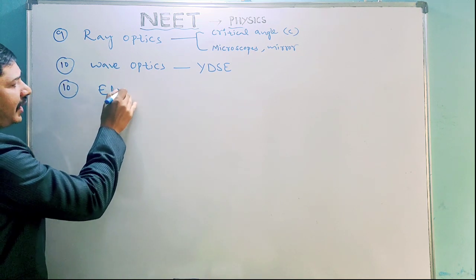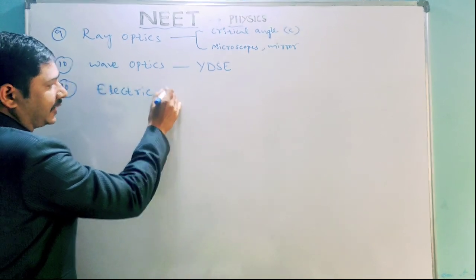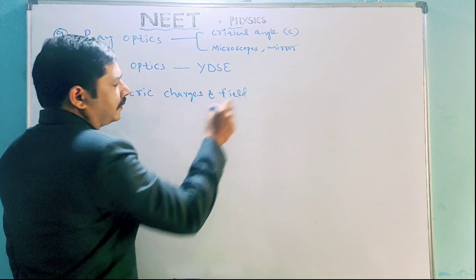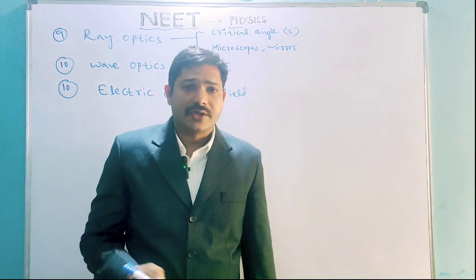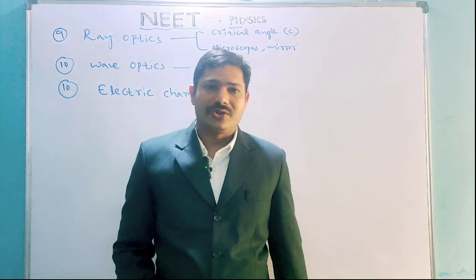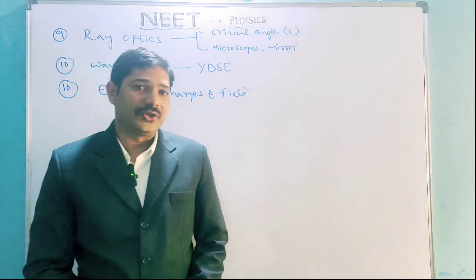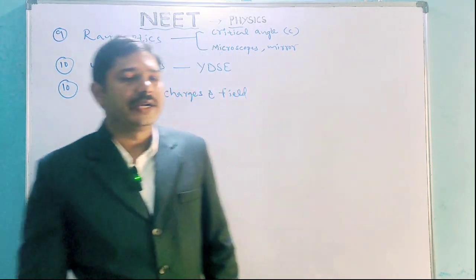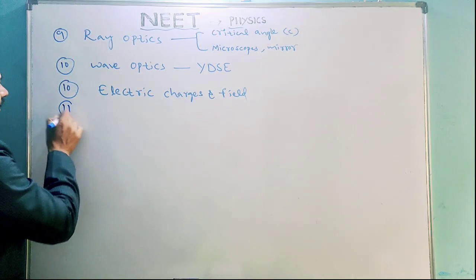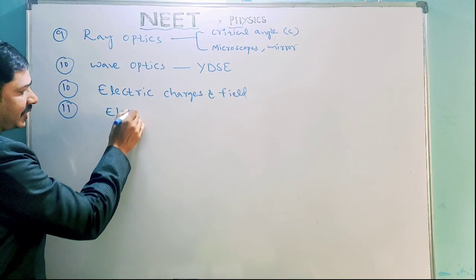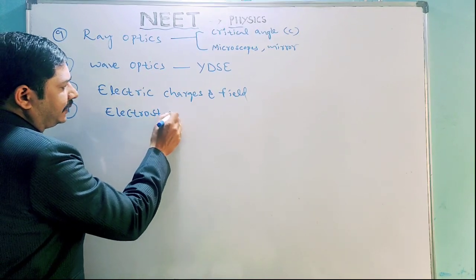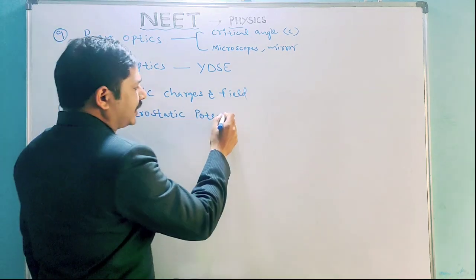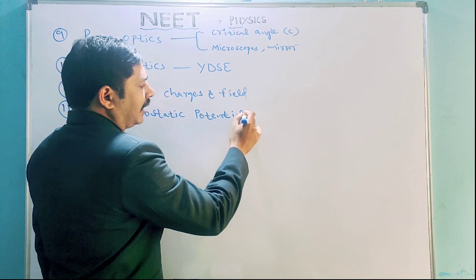From electricity, electric charges and field. In this, about electric dipole, questions like axial line or equatorial line and couple acting on an electric dipole. These types of questions they are asking. Later, electrostatic potential and capacitance.